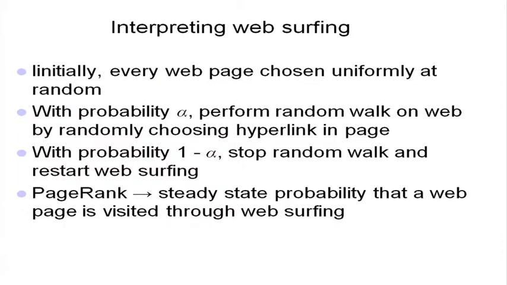Now, again look at the slides. With probability alpha, perform a random walk on the web by randomly choosing a hyperlink in the page. With probability 1 minus alpha, stop the random walk and restart web surfing. Page rank is nothing but the steady state probability that a web page is visited through the web surfing. Okay. So, the idea is very simple.